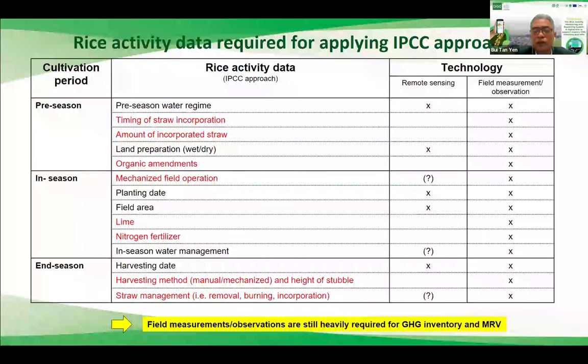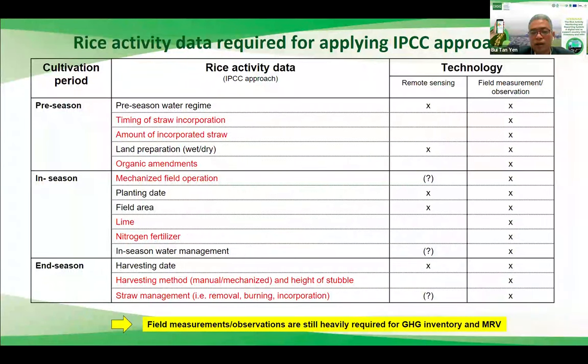So now there are two technologies that can collect those data. For remote sensing, not all the required data can be collected. As far as I know, because of the technical limitation of remote sensing, few of them can be collected and already proven to work very well at large scale. For example, the pre-season water regime, before having the rice plant on the field, is quite easy to see if the field is flooded or not.